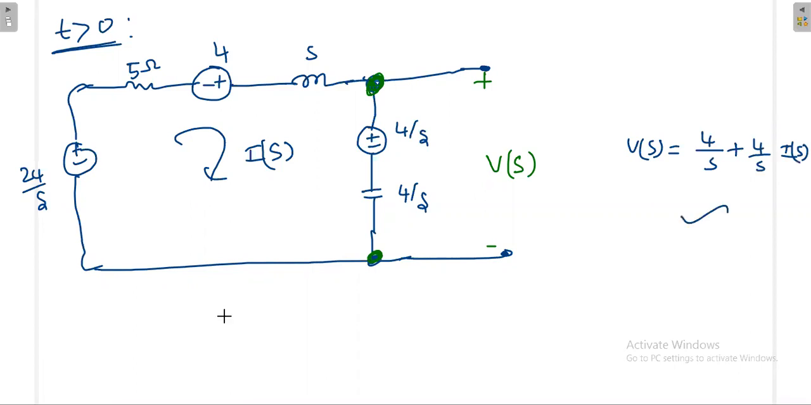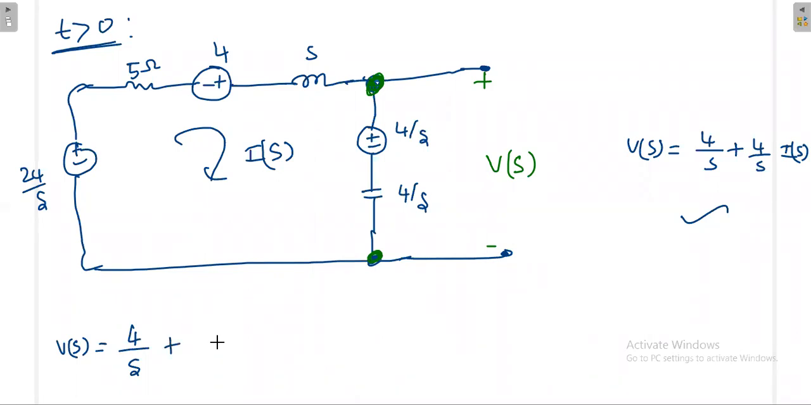Now I will do it by some other method. See, when you measure the voltage here, it is the same as the voltage here plus the voltage here. So definitely this is 4 by S. But what is the voltage here really depends on the overall voltage in the network and the overall resistance in the network. That means you have to apply the voltage division principle for this 4 by S alone. Then what is the overall source in the loop?